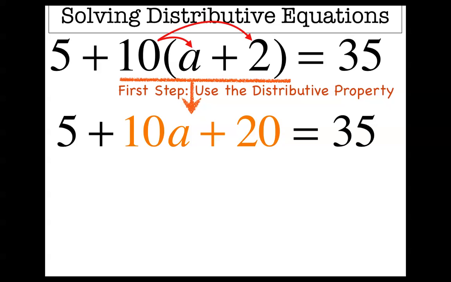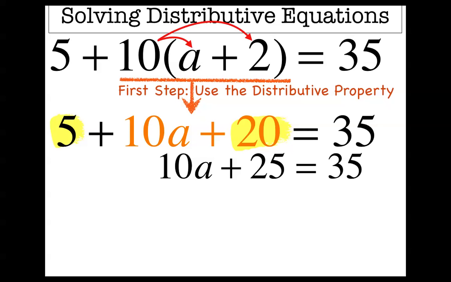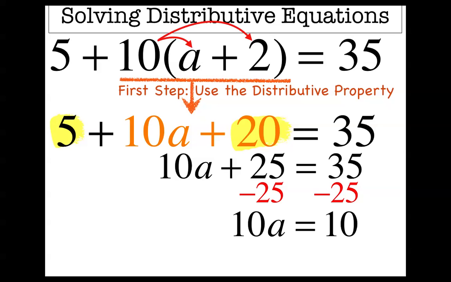You can do the distributive property as one of your multi-step steps when you're solving an equation. And once you've done that, you just go, oh wait, I've got a 5 and I've got a 20. Those are the like terms this time. So what's 5 plus 20? 25. Now I have a 10a plus 25 equals 35. So divide by 10. Oh, this wasn't too bad, right?